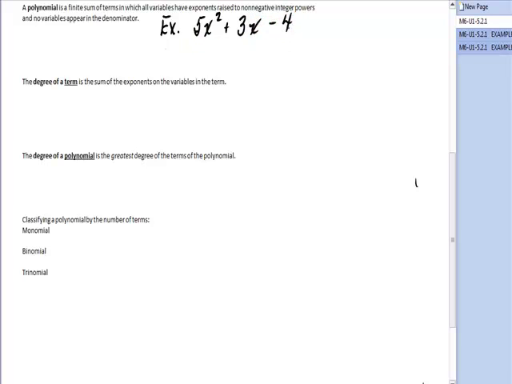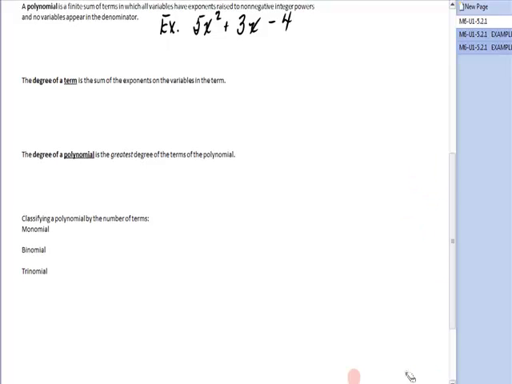This is finite, which means it does stop. It doesn't go on forever. Sum encompasses both sum and difference, because this could be adding negative 4. So it is pluses and minuses of terms, and the terms, if they have exponents, they cannot be negative integers. They can be positive integers, or they could be a 0, because this would be like 4x to the 0. And there cannot be a variable in the denominator. So a polynomial is really the sum or difference of terms. Exponents on the variables cannot be negative.